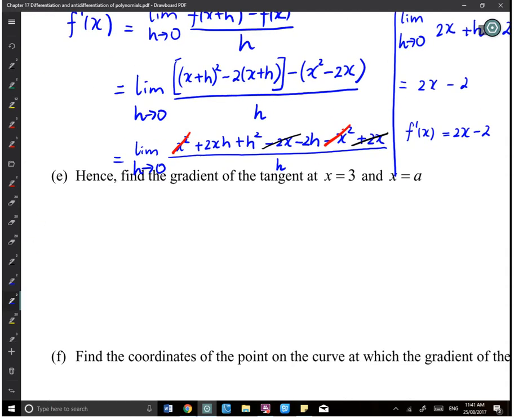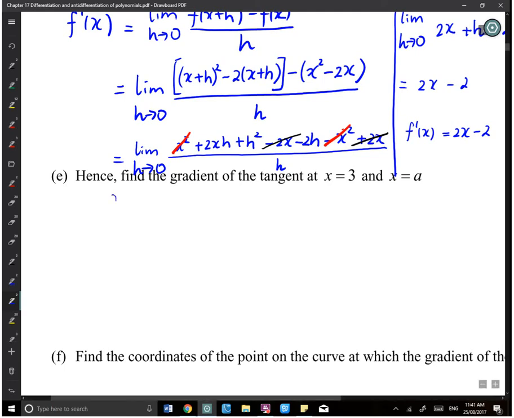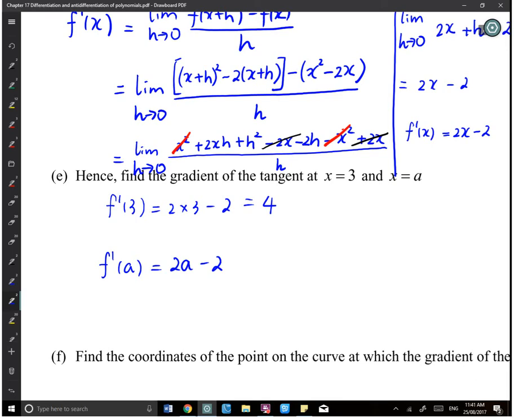Hence, find the gradient of the tangent at x equals 3 and x equals a. So f dash 3 is 2 times 3 minus 2, that is 4. F dash a is 2a minus 2. It's just simple substitution.